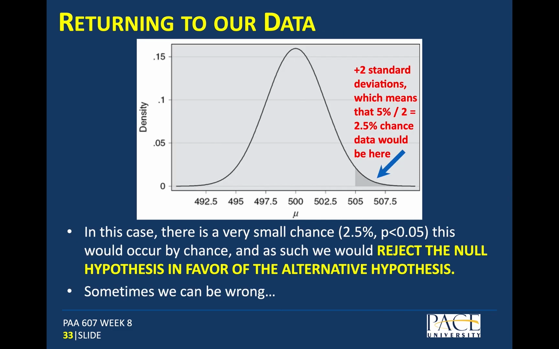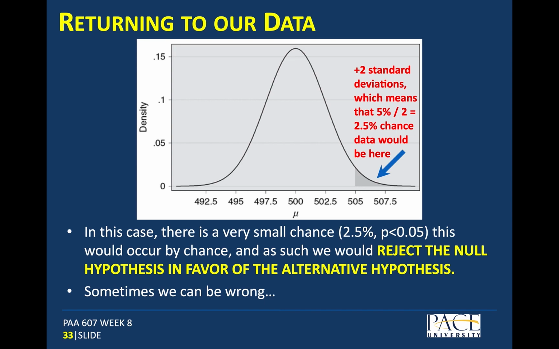So let's return to our SAT score data just one more time to talk about statistical significance and then how that relates to our hypotheses. In this case, we said there is a very small chance, only about 2.5% chance, which translates into a p-value of less than 0.05, that a mean SAT math score of 505 or higher would occur by chance. And as such, we would reject the null hypothesis in favor of the alternative hypothesis. We would do this because, if you remember right, our null hypothesis was that the mean math SAT score is not greater than 500. We see that there is statistically significant evidence that that is not the case. So we are rejecting the null hypothesis in favor of the alternative hypothesis.